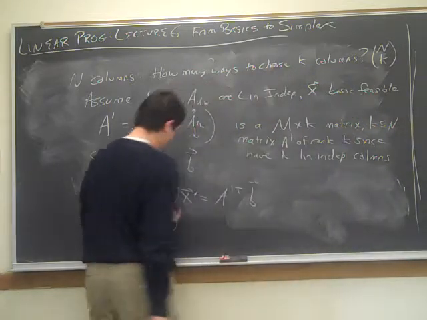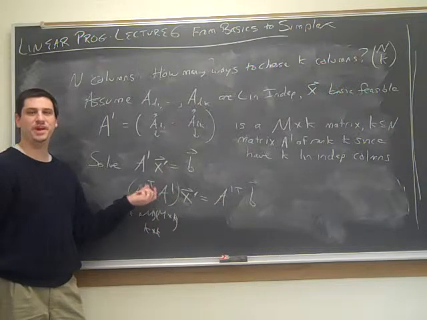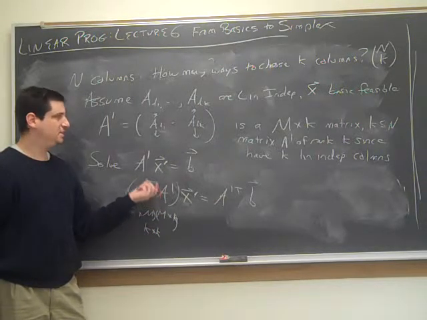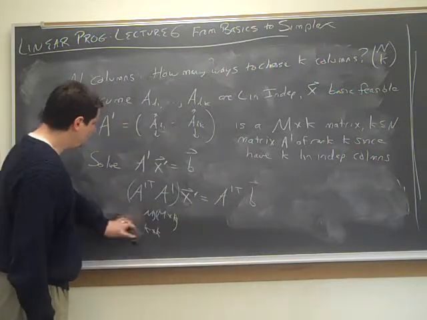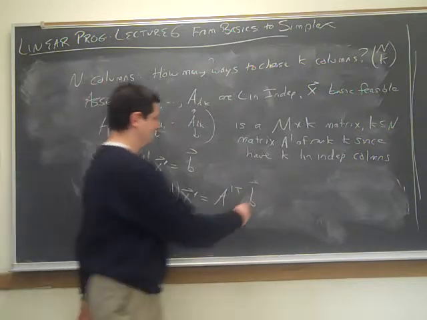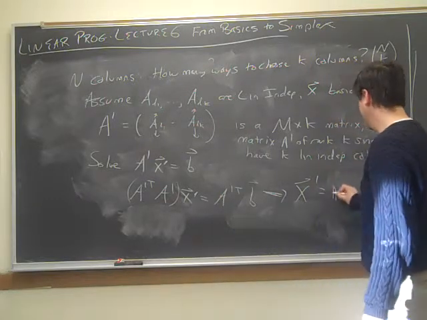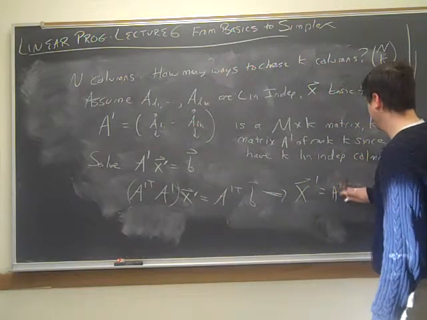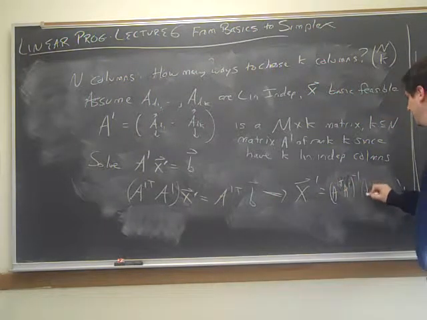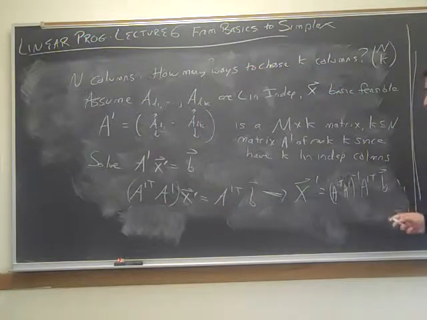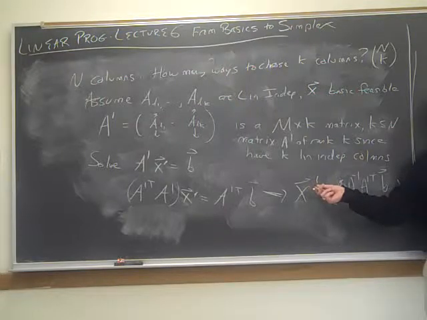And we're in luck. It is going to be invertible because it's a k by k matrix and A prime has k linearly independent columns. This will be invertible. So if the inverse exists, we then get x prime is (A prime transpose A prime) inverse A prime transpose B. So if the inverse exists, this is what your basic feasible solution has to be.